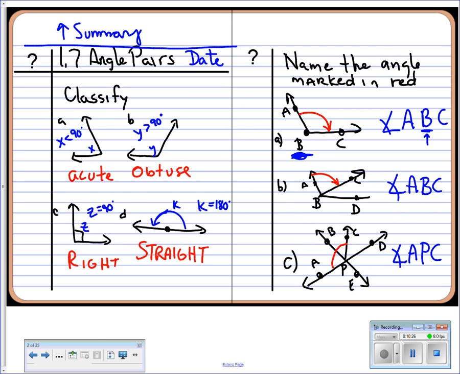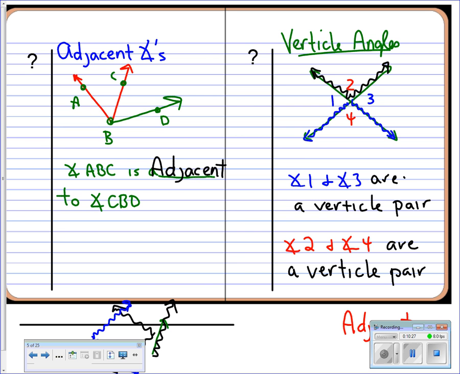Let's move on. All right, so we have adjacent angles. Adjacent angles are a pair of angles that have a common side, and so here we are. They have that common side, so we say BC is a ray that they have in common. Going on, we have vertical angles. Now let me just kind of pull some information away.